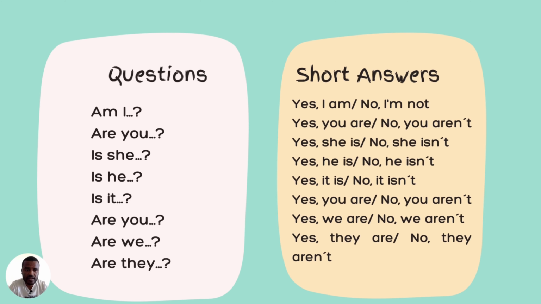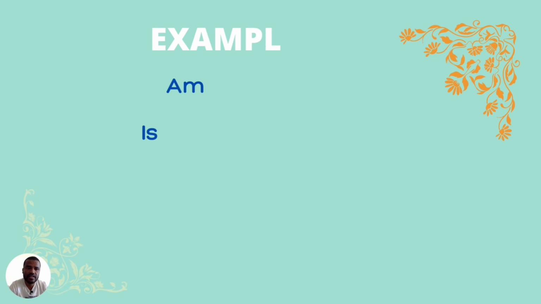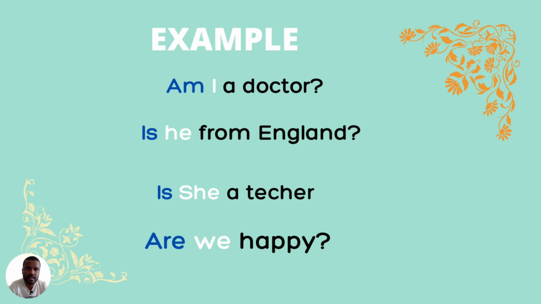Right, so right now we are going to cover an example. We have an example here, some sentences. We have am I a doctor? Am I a doctor? Okay. Is he from England? Is he from England? Is she a teacher? Are we happy?